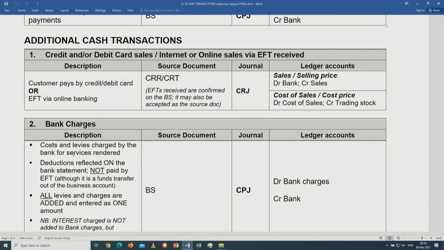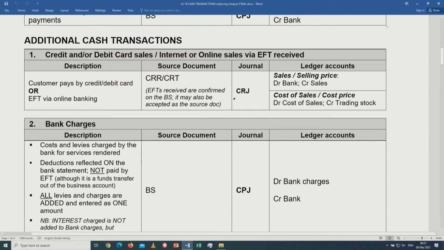In grade 10, this is what we have added. We have credit and debit card sales, and internet or online sales via EFT. Description: maybe a customer pays by credit or debit card or via EFT online. The source document that must be used is the CRR or CRT. EFTs received are confirmed on the bank statement. It may also be accepted as the source document.